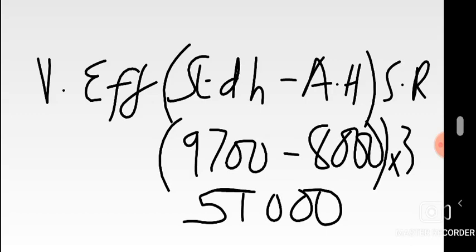Let's just confirm these figures. So actually it's 5,100. Adverse or favorable? Standard is more than actual. Favorable. Therefore we put the variances together.